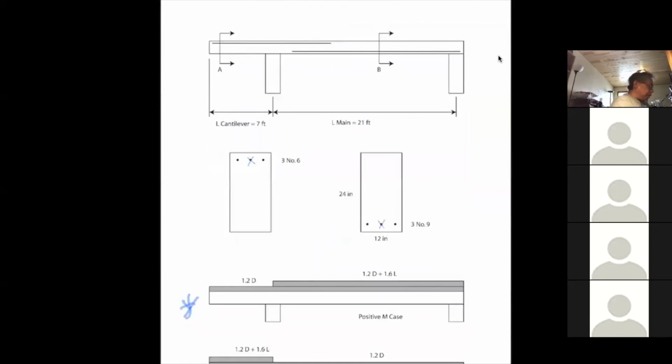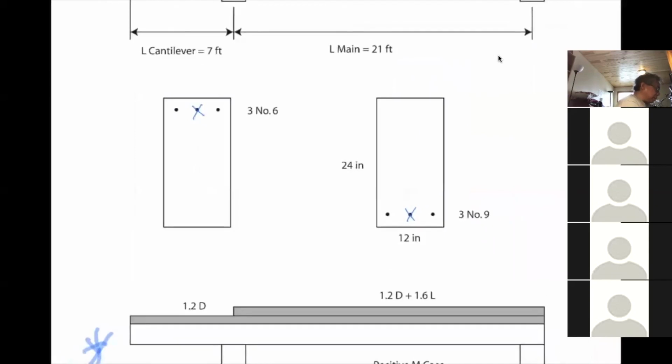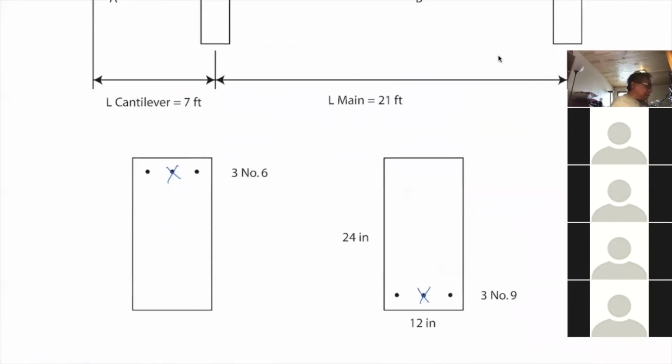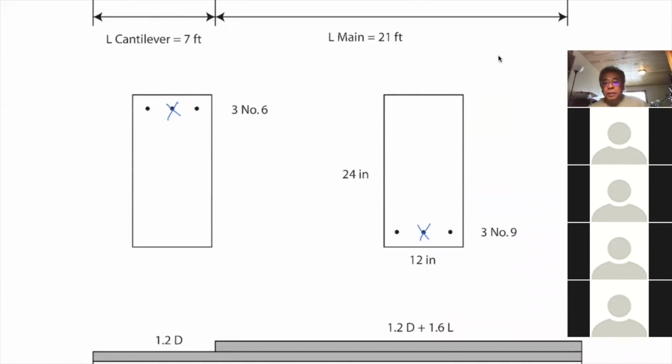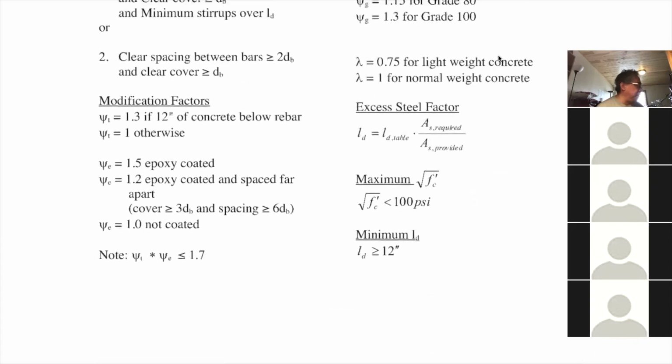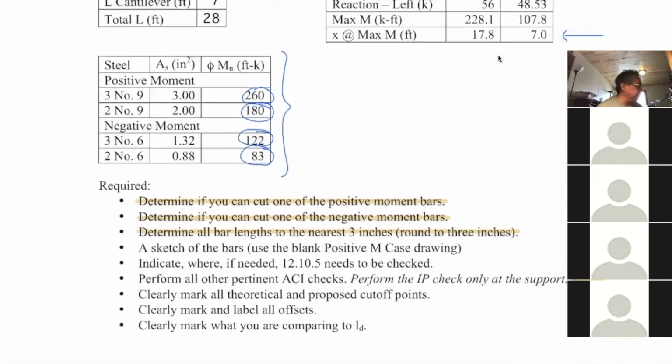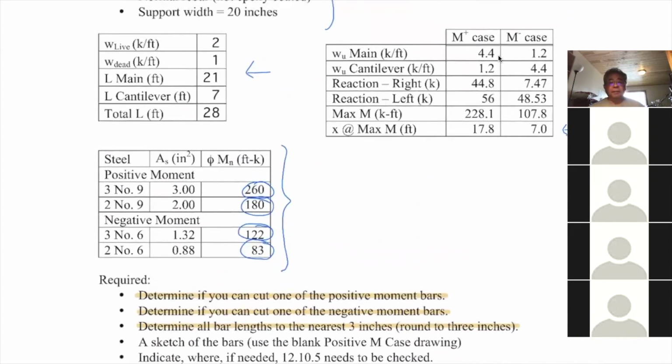So the question is, let me blow this back up. Let's do the positive moment first. Where do we not need that third number 9 bar? So you would have to know how much is phi Mn with only 2 number 9 bars. And to save you time, because this used to be like on an exam, so it was time, I did this for you. But you just do T equals C, solve for a, z equals d minus a over 2, Mn equals T times z.